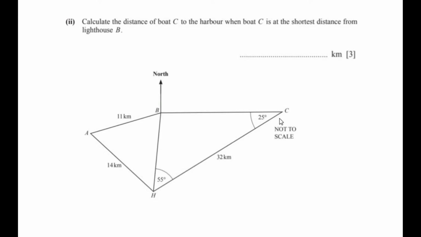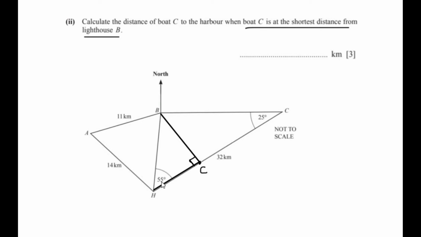Calculate the distance of boat C to the harbour when boat C is at the shortest distance from lighthouse B, which means this boat C is travelling to reach the harbour at H, and it reaches at such a point that it is at the shortest distance from point B. Now remember that the shortest distance is got when the point C is at 90 degree with the point B. So it is going to be this way. It has to make a 90 degree angle to get the shortest distance. Now since we have got the shortest distance, the boat has come over here and is at a shortest distance from point B. We need to find out CH, that is the distance of the boat from the harbour.